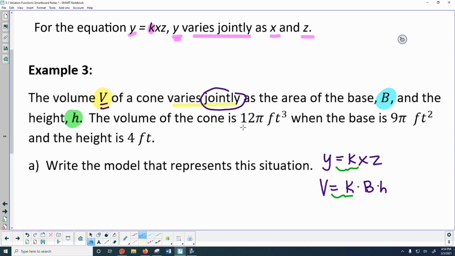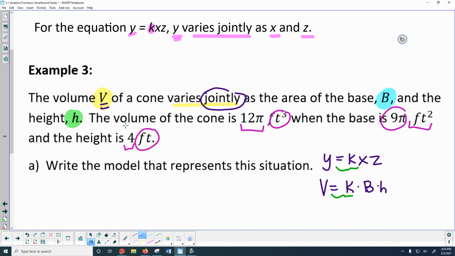The volume of the cone is 12 pi, feet cubed is just my unit. When the base is 9 pi, again, feet squared is just my unit. And the height is 4 feet, and again, feet is just the unit I would use here.